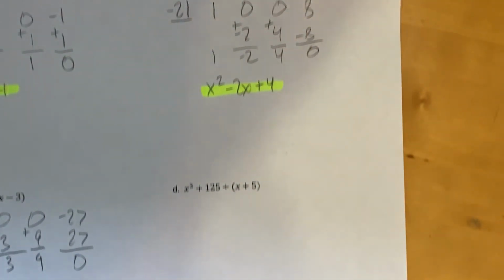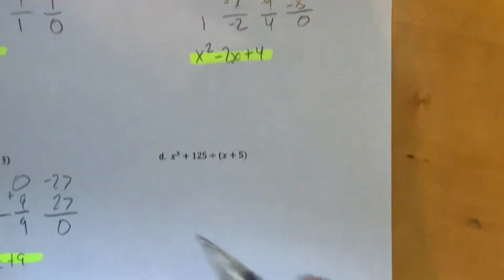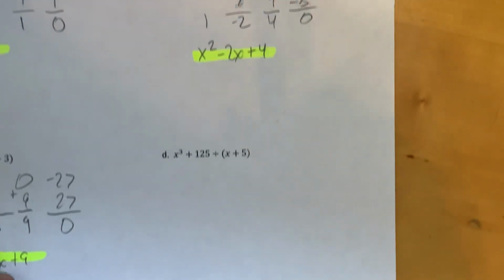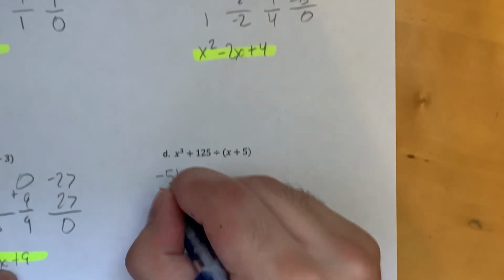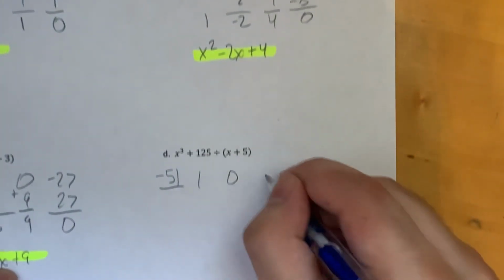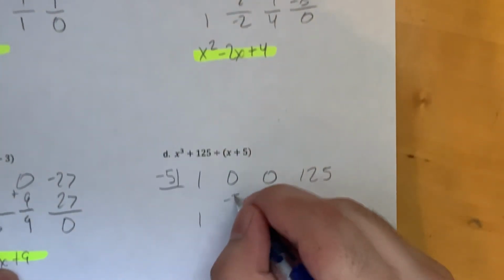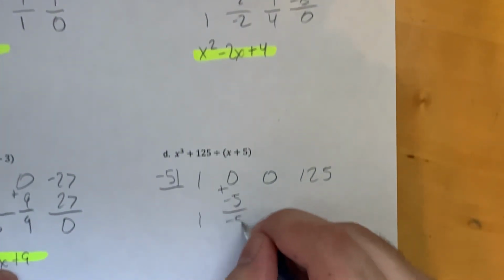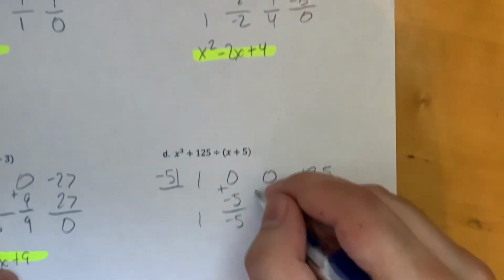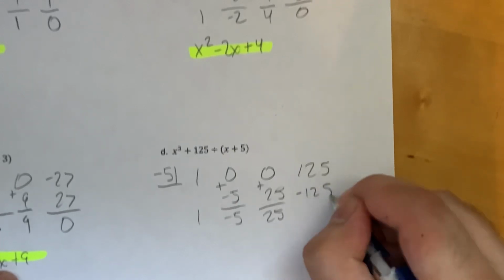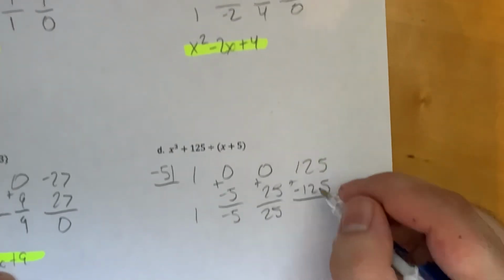We'll see it more when I show you the next page. So let's do D. And you can already guess from this that the middle variable is going to be negative. So we're going to do a negative 5, 1, 0, 0, and 125. So we bring down the 1. 1 times negative 5, negative 5. Negative 5 plus 0 is negative 5. Negative 5 times negative 5 is 25. Plus 0, 25. 25 times negative 5 equals negative 125. And we add those together and we get a 0.